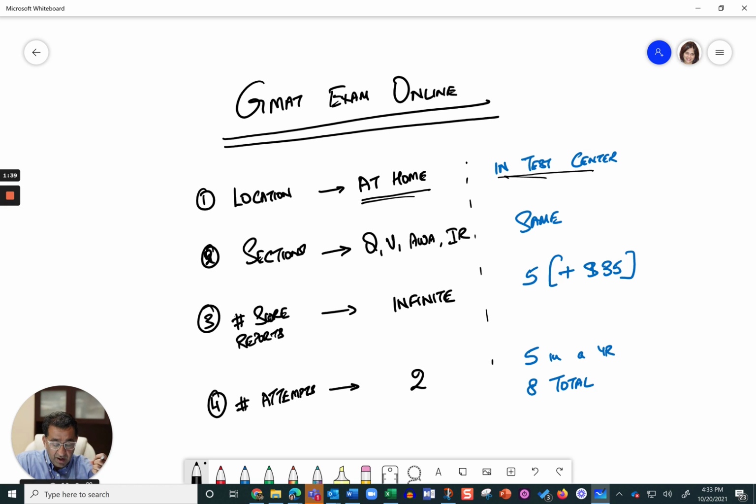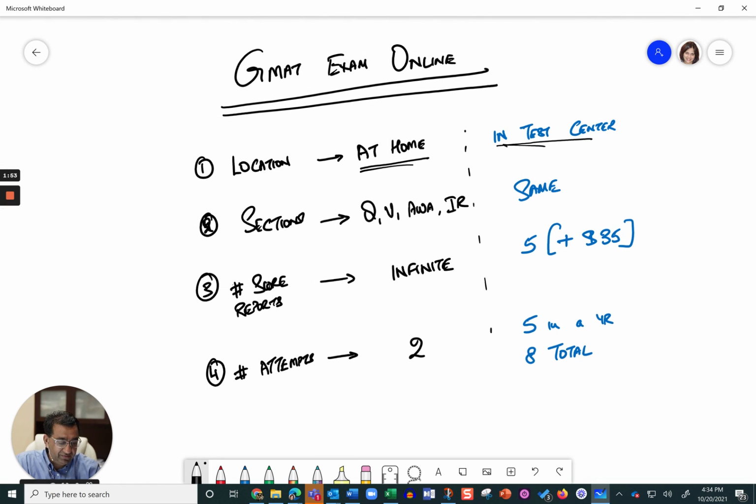It used to be that with the Enhanced GMAT exam, once you got a score, you could send it to an infinite number of schools, whereas with the in-center test, you can send it to 5 schools free of charge, and then for the 6th, the 7th, the 8th, you had to pay the GMAC $35 overall. The Enhanced GMAT Online was limited to 2 attempts, whereas the in-center test was 5 attempts in a calendar year, in a 12-month period, and then 8 total.